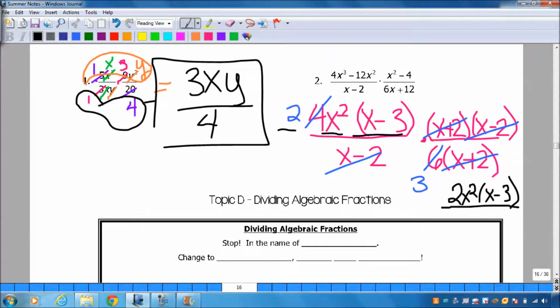all over. In the denominator, these canceled out completely. All I have left over is a 3. And this 3 and this 3 cannot cancel each other out because this x minus 3 right here is all one factor together. It's a package deal. So is there anything else in common with any of the terms in the numerator and the term in the denominator? There is not. So this is my final answer.